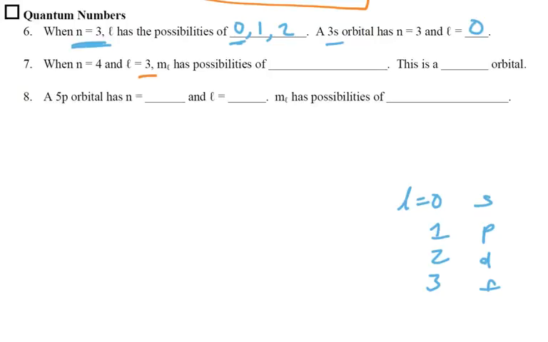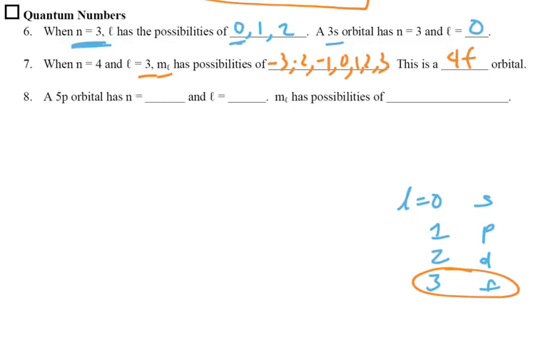The m sub l possibilities come totally from the 3. So it could be negative 3, negative 2, negative 1, 0, 1, 2, 3. There are 7 different values because there are 7 different f orbitals. When we say l is 3, we're talking about f orbitals. So this is a 4f orbital we're talking about, and f orbitals come in 7s because there are 7 different values for m sub l.